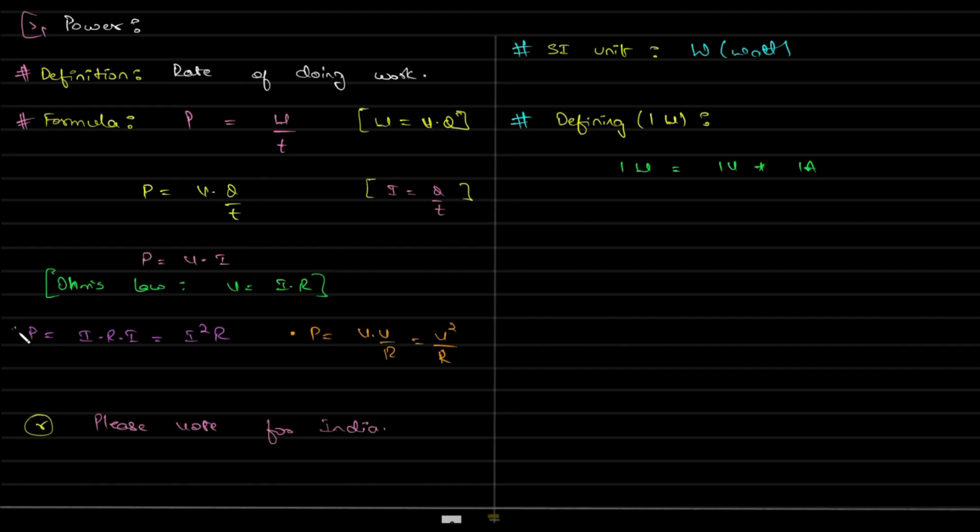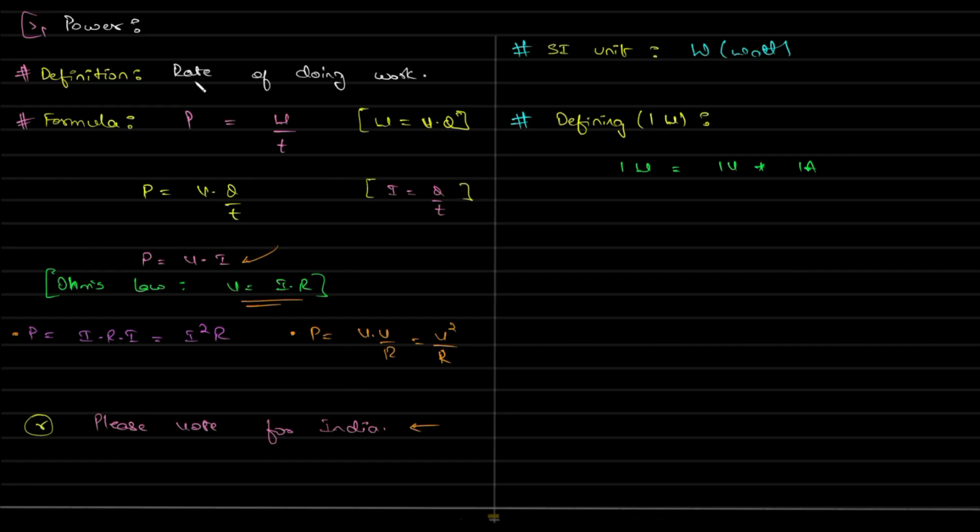Please don't learn all of this by heart. It doesn't make sense. You can derive it. It's quite simple. Or if you want to memorize this, you can do it with the help of this. And whenever you require, you can substitute V is equal to I into R or I is equal to V by R and derive this too.